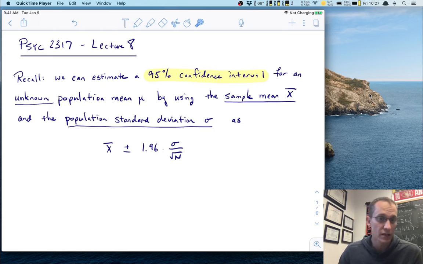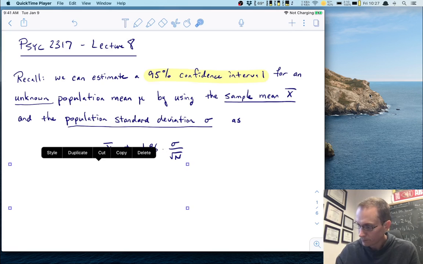So it's been a while since we've talked about confidence intervals. Let's recall what this is all about. Recall that we can estimate a 95% confidence interval for an unknown population mean mu simply using the sample mean and the population standard deviation by computing this. So we take x bar and then we say plus or minus this bit right here. This is called the margin of error. And we find that margin of error by taking 1.96 times sigma, that population standard deviation, divided by the square root of n.